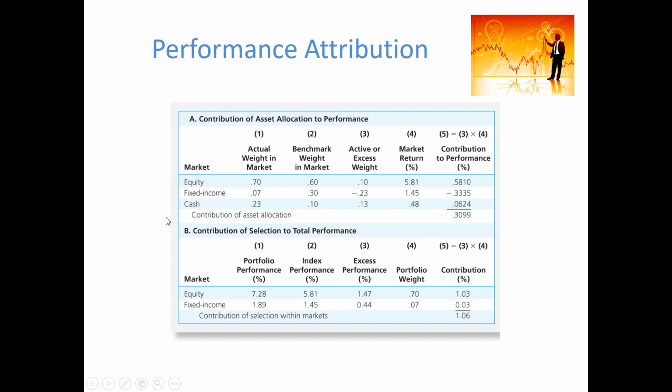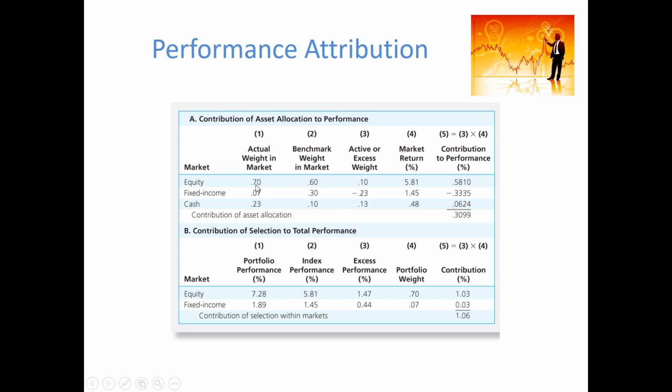So first we will see the contribution of asset allocation. You can see the three asset classes: equity, fixed income, and cash. These are the weights of the managed portfolio: 70% invested in equity, 7% in bonds, and 23% in cash. And these are the benchmark weights: 60% invested in equity, 30% in fixed income, and 10% in cash.